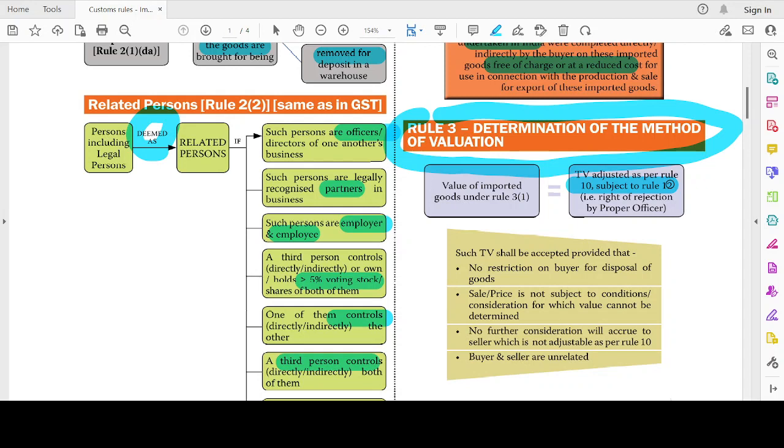So let's see what that is later. Rule 12: for now, understand that it is a power or right given to the proper officer to reject the transaction value. That is known as Rule 12.